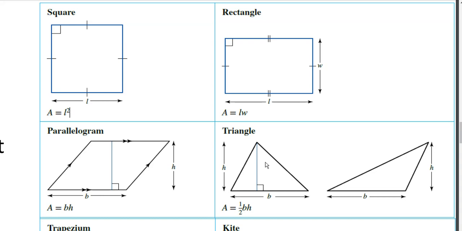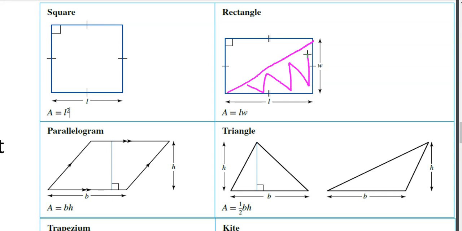Alright, so what about the triangle? Well, the area for the triangle is a half base times height. Okay? A half base times height. Instead of thinking of base times height, let's just think of length and width again. If you cut a rectangle in half, you get a triangle, don't you? This bit in here. So the area of that pink part of that rectangle would be a half length times width, because it's half the area of the rectangle, okay?